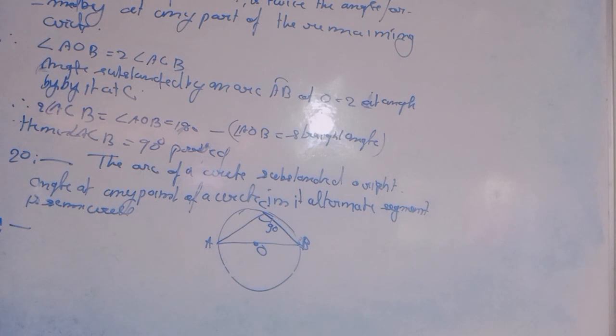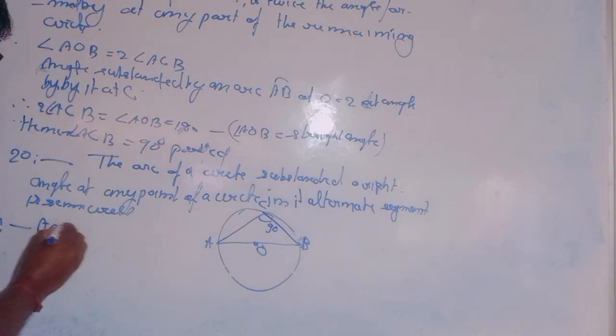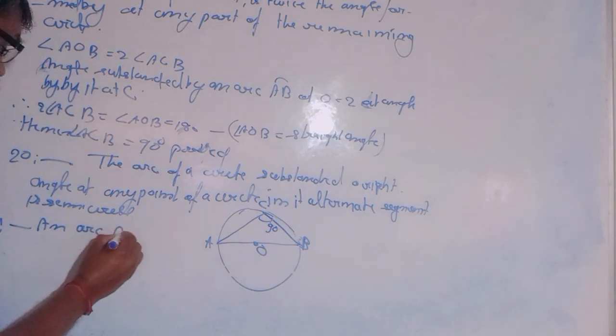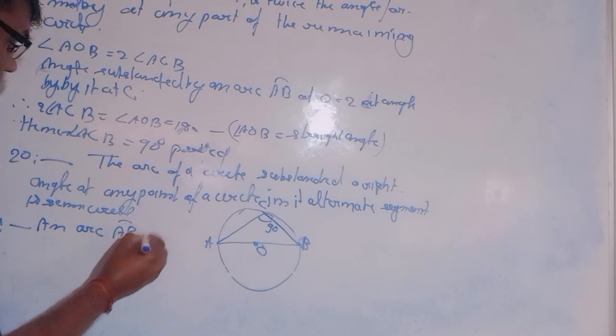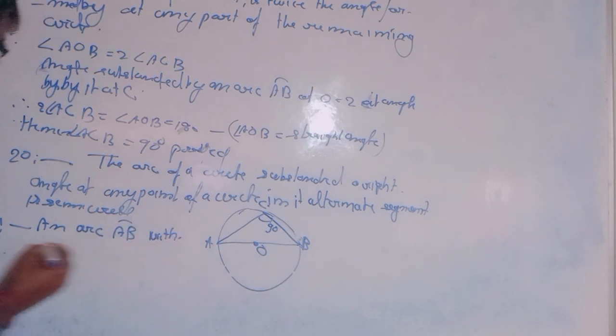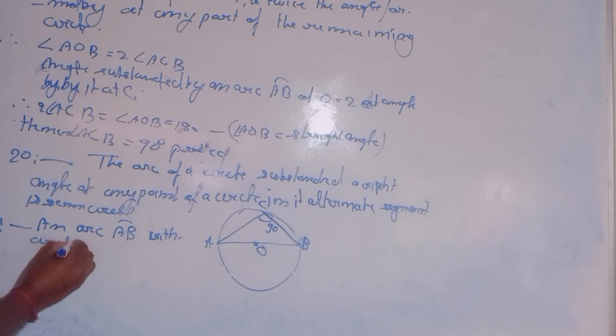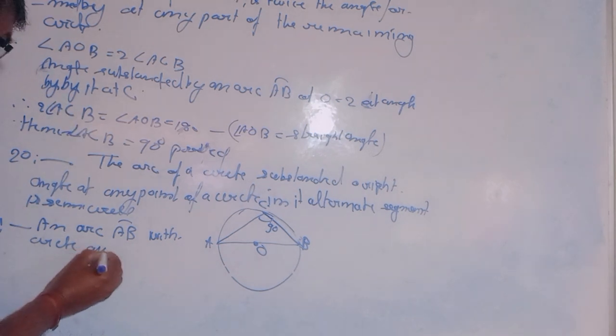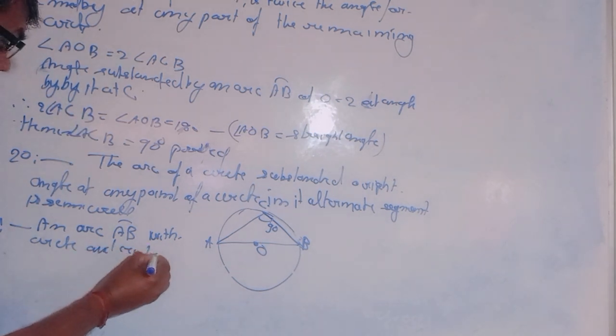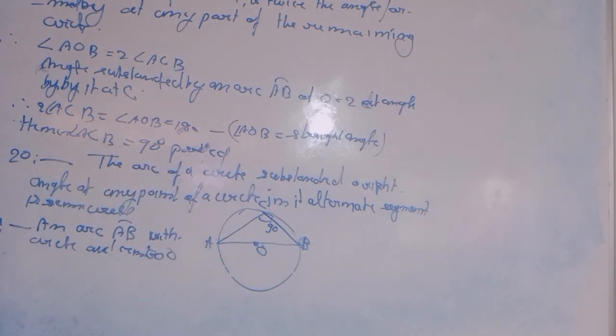What is given, from the given point of view. We will write here: an arc AB of a circle with a center O. Here is the center O, which subtends angle ACB.